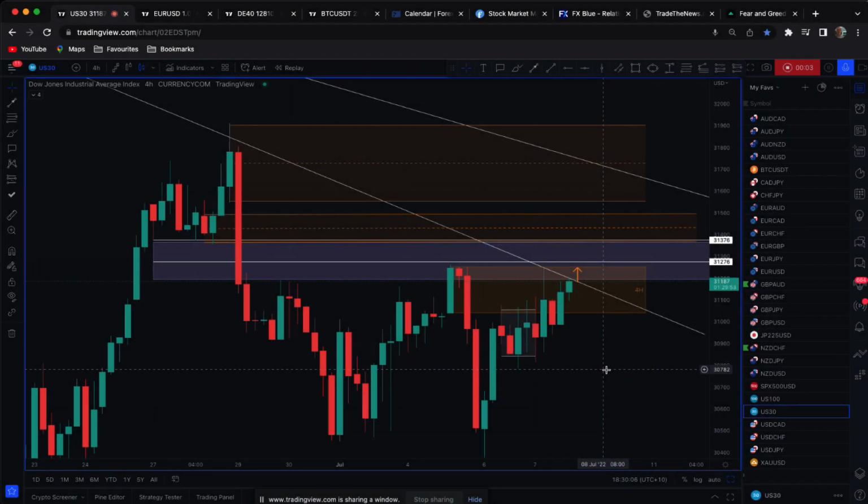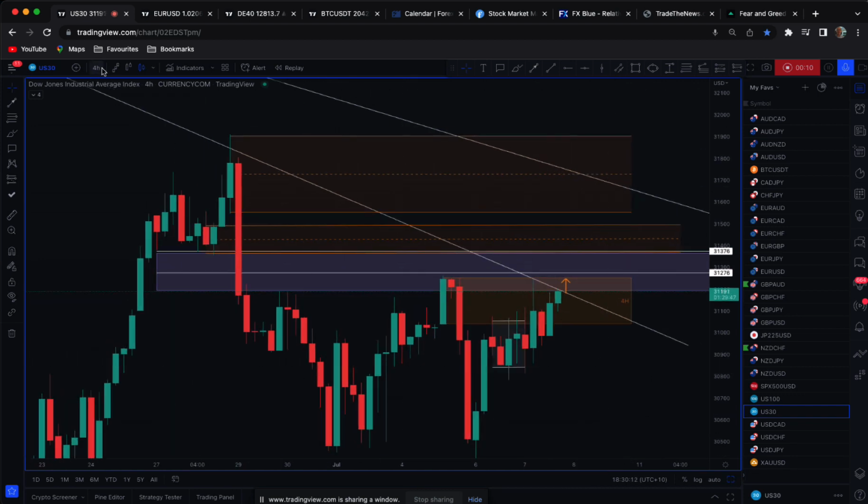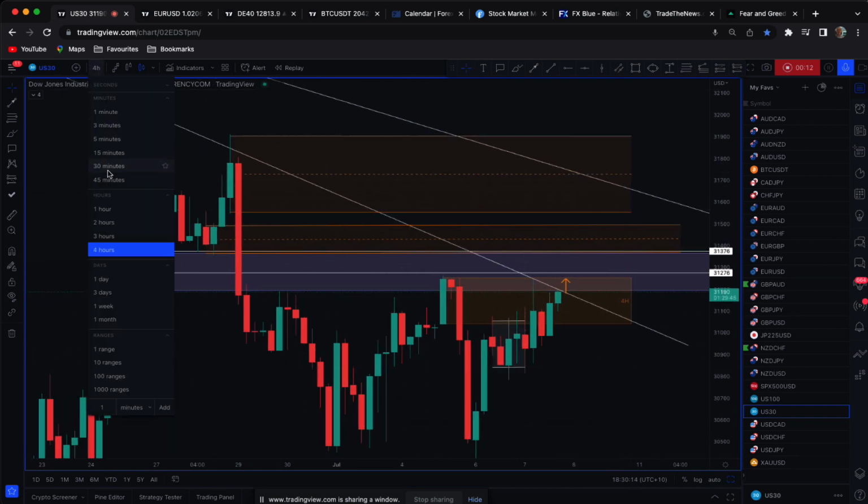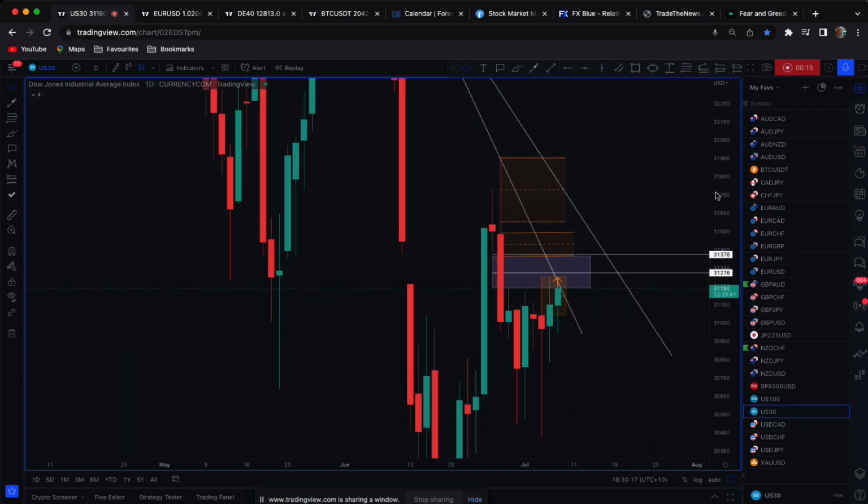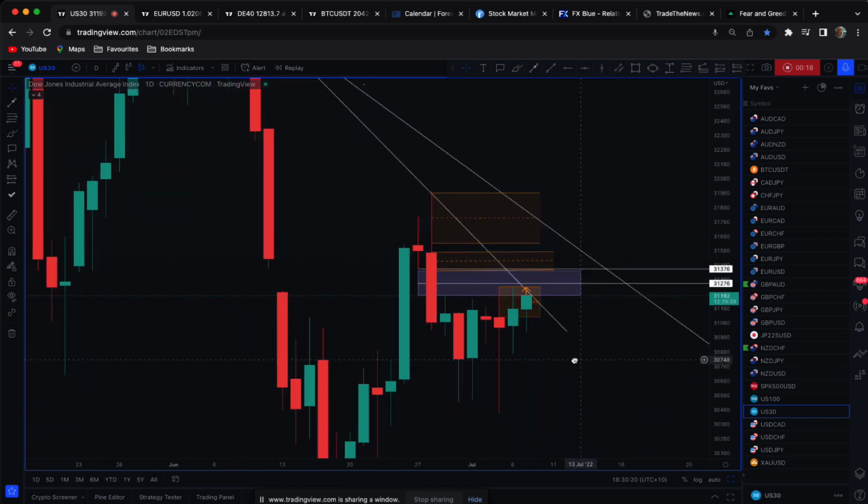Just taking a look at the US30, got it open on a 4-hour chart. I'll just go quickly out to the daily and I'll show you what I've got marked up here. I'll explain that and then we'll go down time frame and I'll give you my thoughts on this.